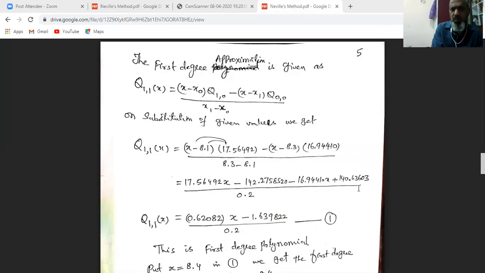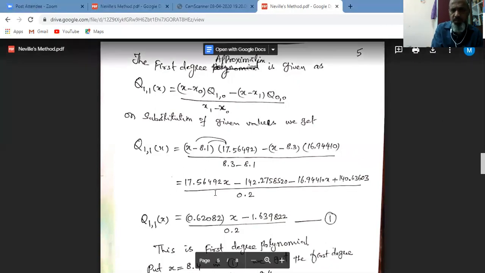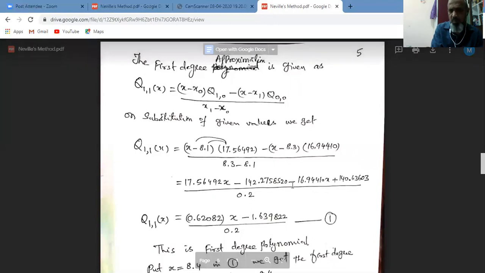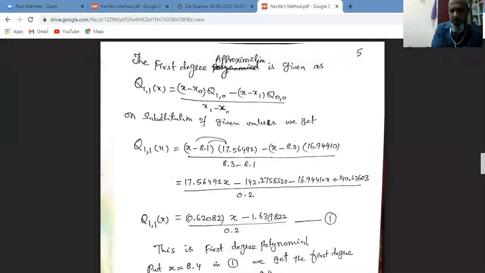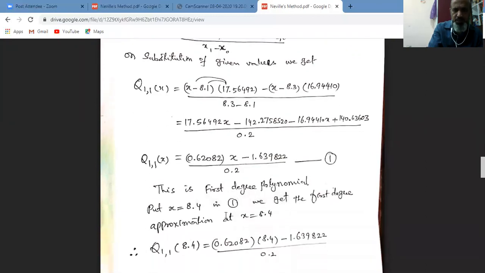Now simplifying the values, so collecting x values, 17.56492 minus 16.94410x is 0.62082x. So these are the constants. So after simplification we get the value as minus 1.639822 by 0.2. So this is the first degree approximation.